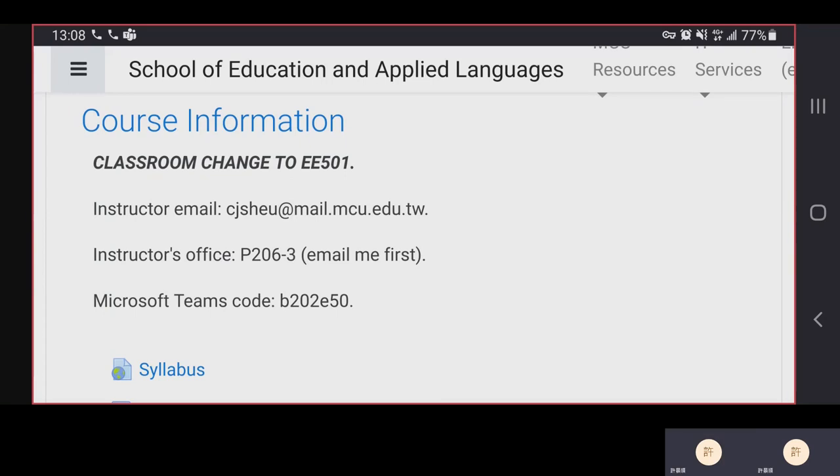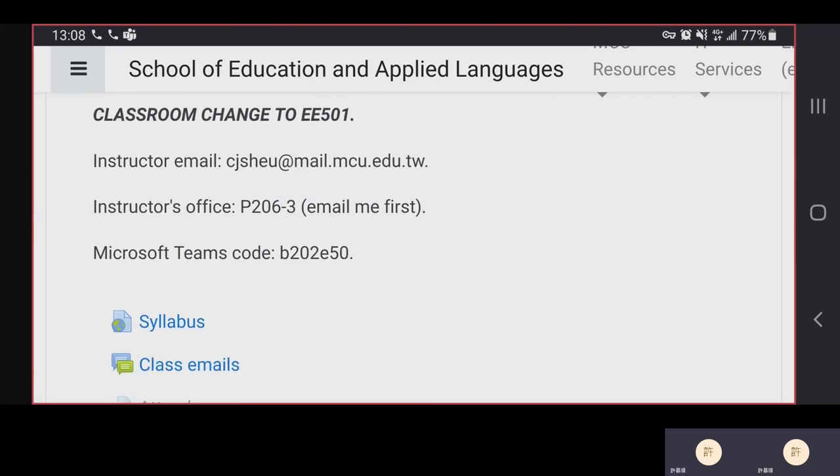My office, if you want to come chat, please email me first. And if your friend or someone wants to add to this course and they want to join the Microsoft Teams, that's the code.